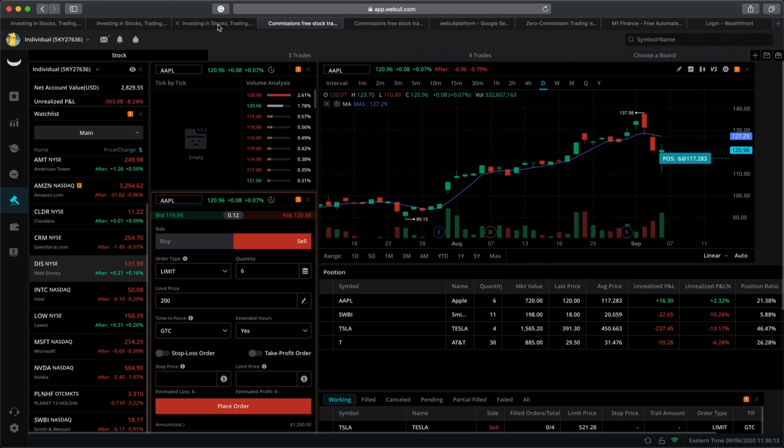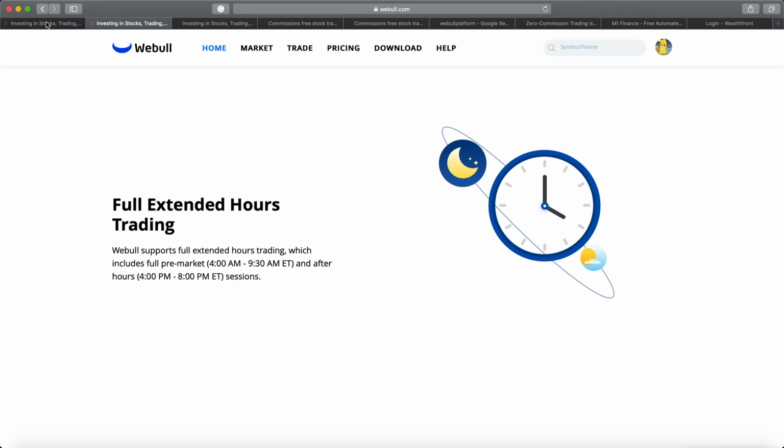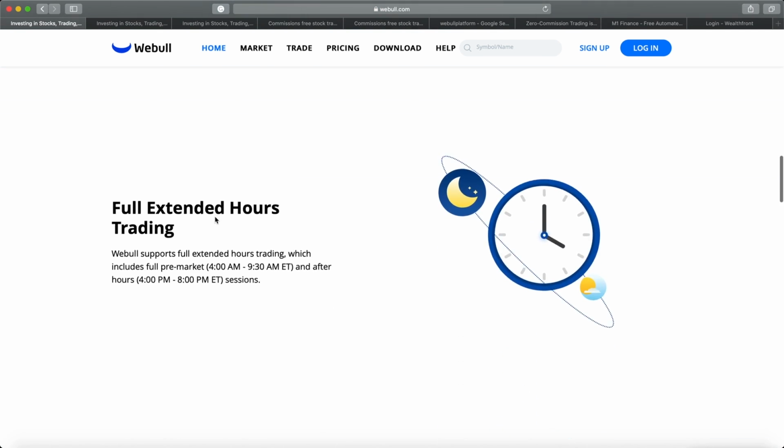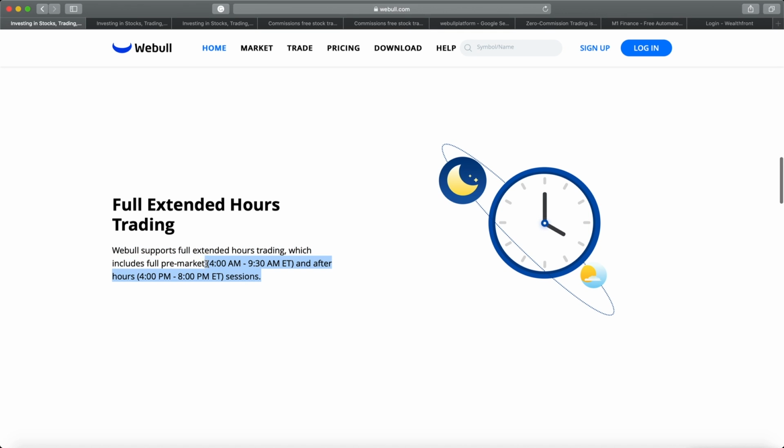All right, so let's actually go into the trading hours of Webull. So Webull has very interesting trading hours. It happens to be one of my favorites. They're open at 4 a.m. Market opens at 9:30 a.m. So 4 to 9:30 a.m. is the pre-market. And mind you, this is Eastern time.